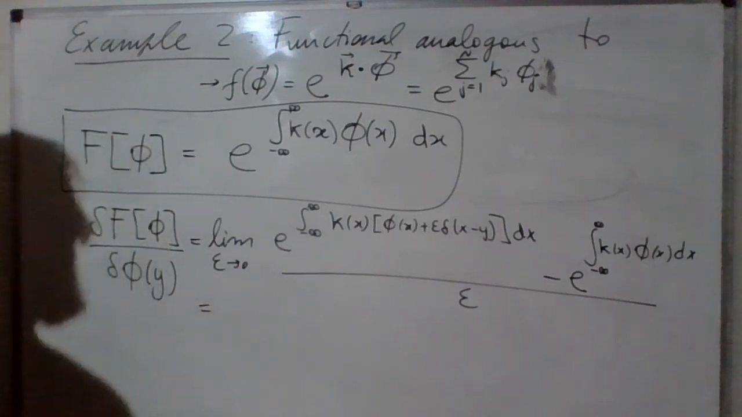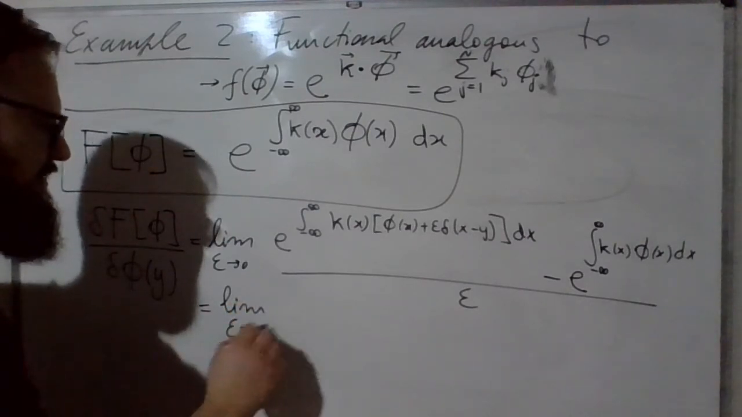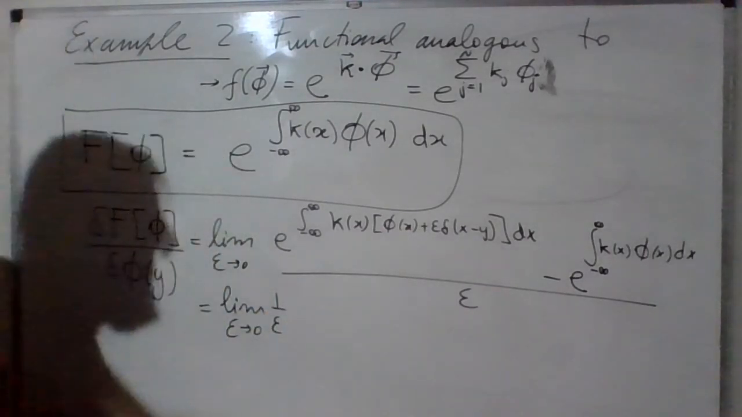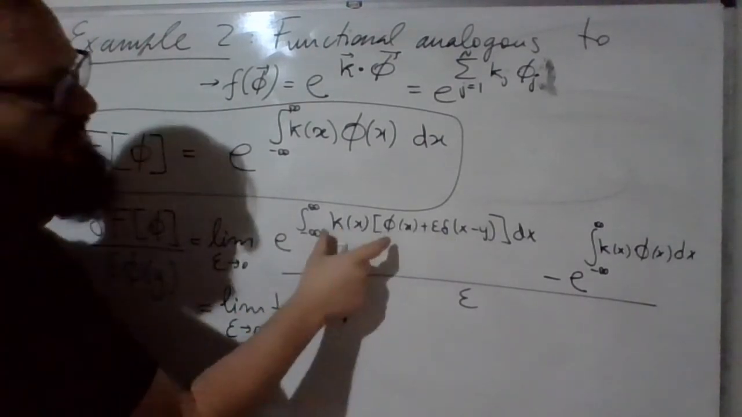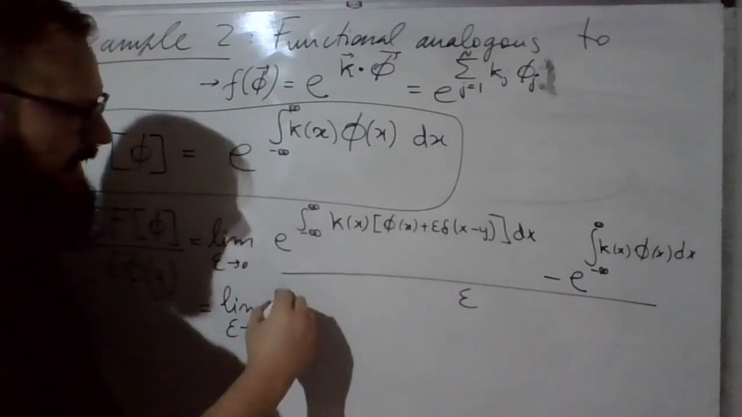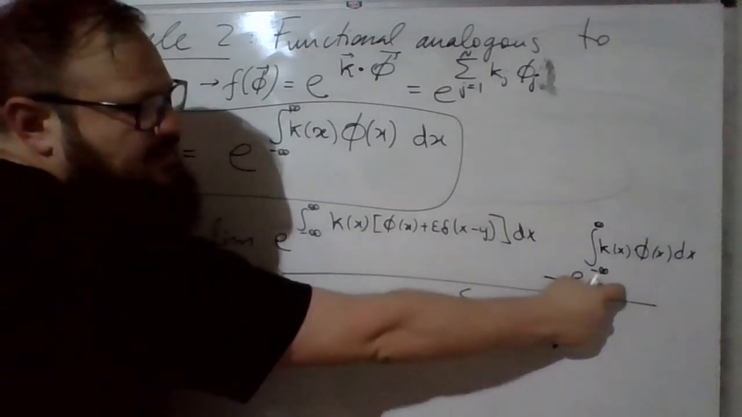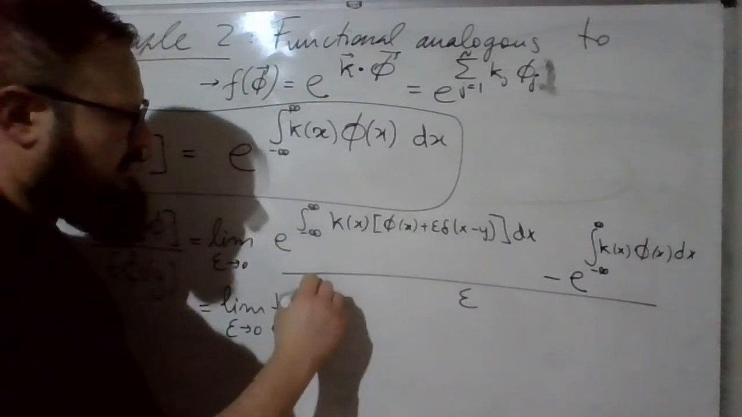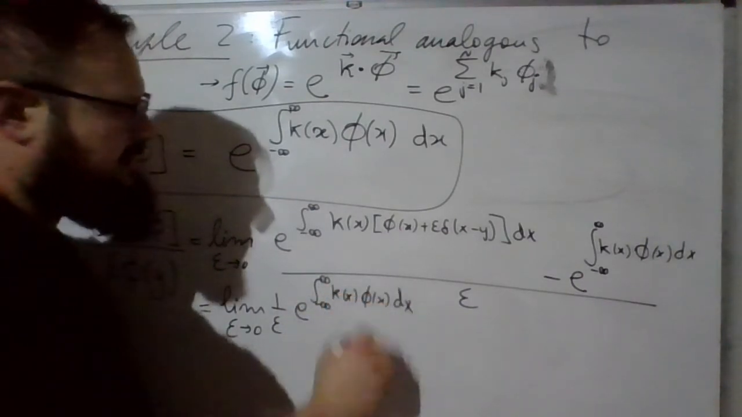But of course, you have the limit of epsilon going to 0, 1 over epsilon. I will write it in front of everything. Notice that this is the integral of a sum, which is the sum of integrals. And the first integral, k of x times phi of x, appears in the last term here. So I can also put this into evidence here, k of x, phi of x, dx.